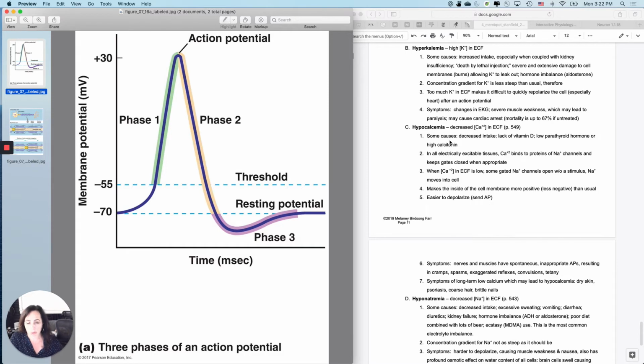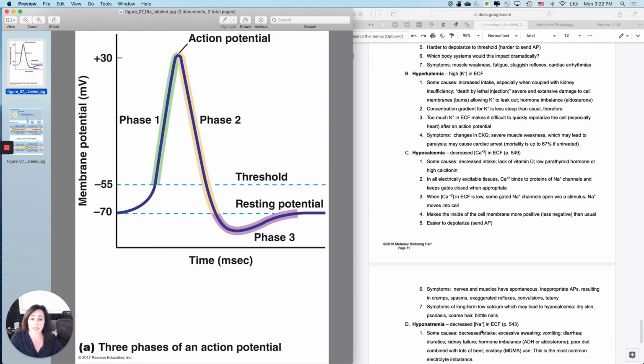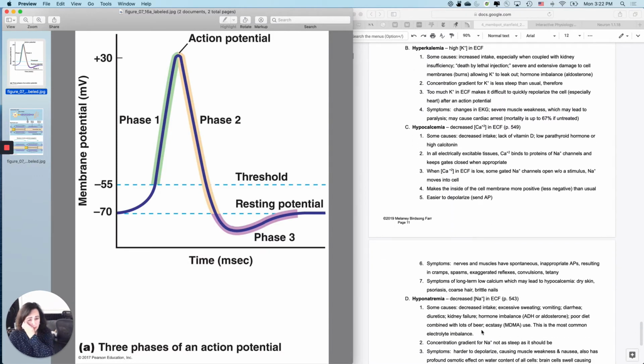Now, for those of you who are interested in things like this, and I find this both very interesting from a physiological perspective and also from a sociological and political perspective, there's a fantastic podcast that talks about the nature of cruel and unusual punishment, chasing lethal injection drugs around the world, because interestingly, a lot of the drugs that we used for lethal injections for that triple cocktail were made in other countries that actually don't have capital punishment.